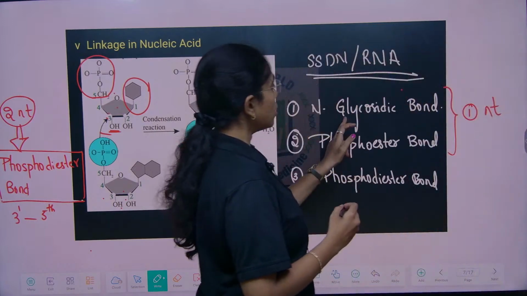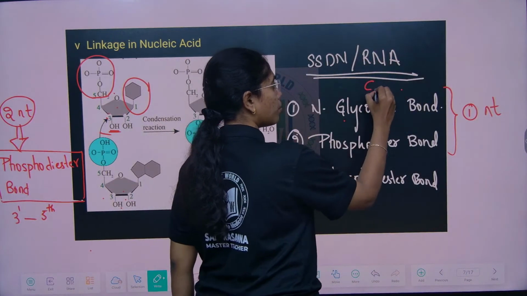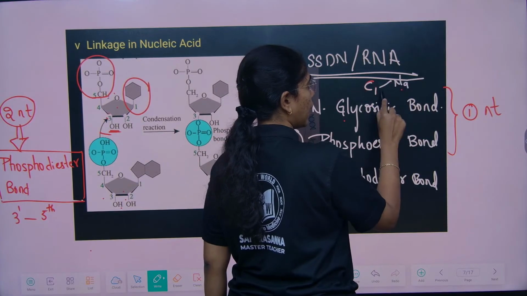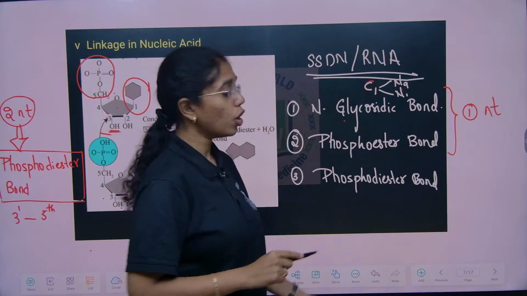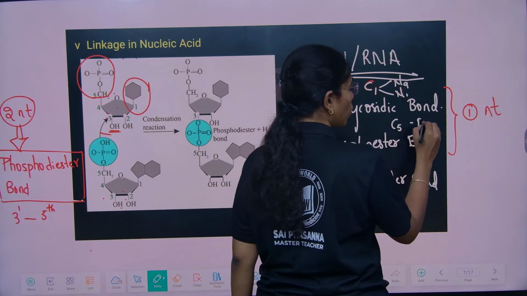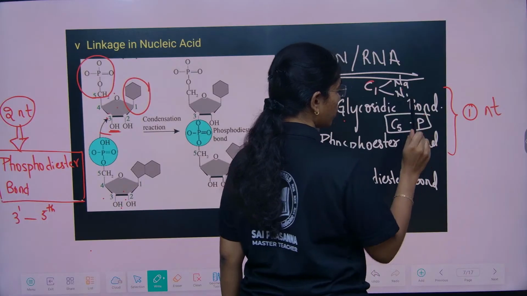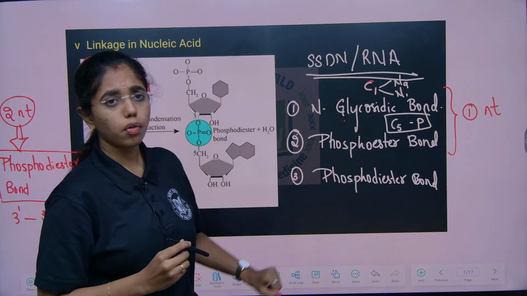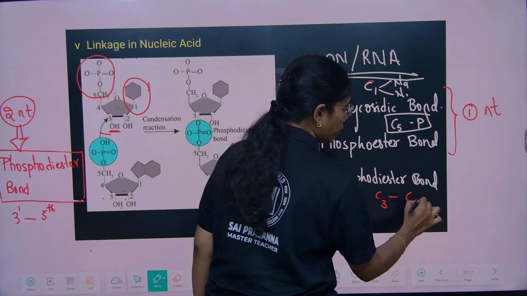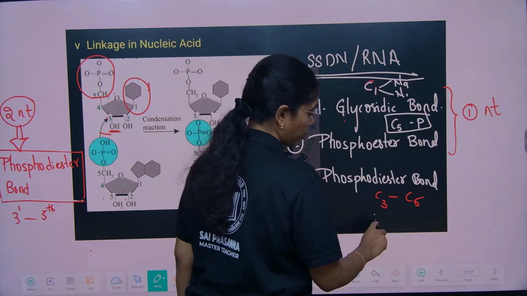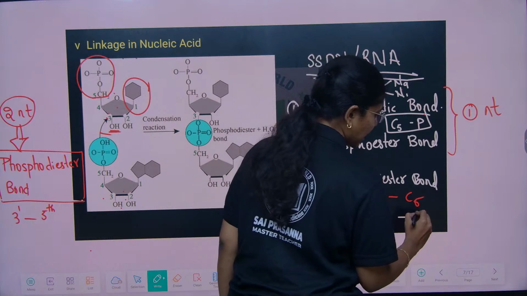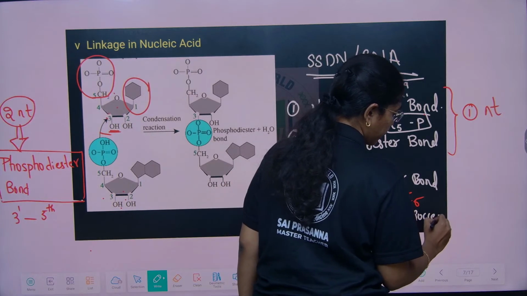Right? So, this is in between the first carbon to N9 of purine and N1 of pyrimidine. Clear, right? The phosphoester bond is in between the fifth carbon to the phosphate group. Okay, remember these 2. The phosphodiester bond is in between the third carbon of one nucleotide to the fifth carbon of the succeeding nucleotide.